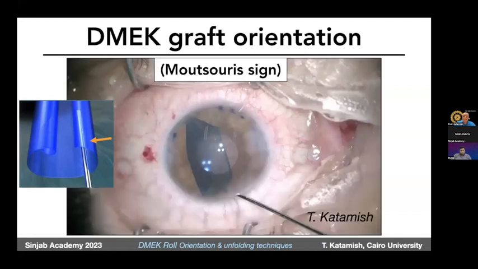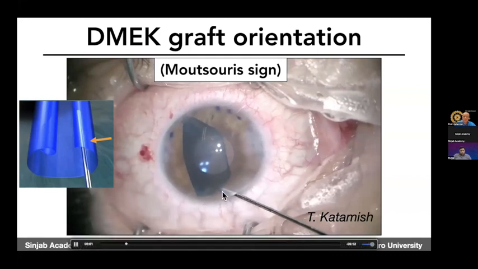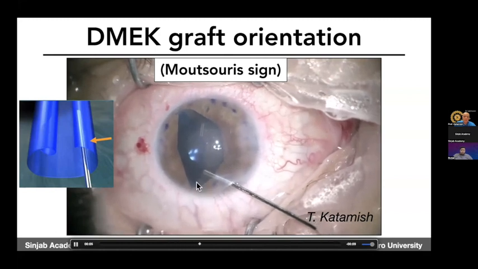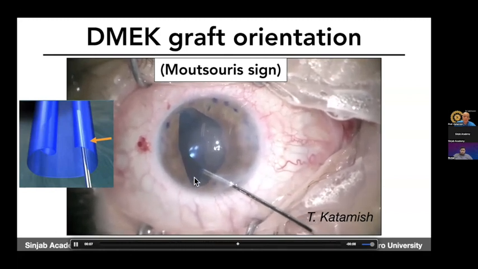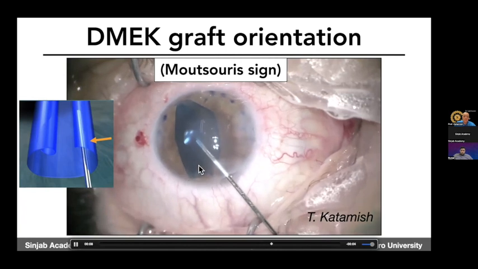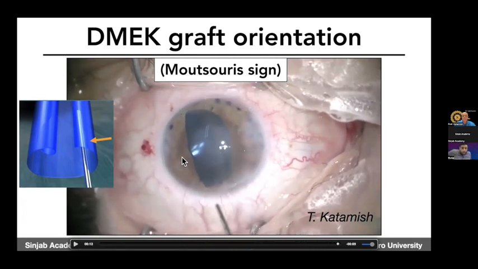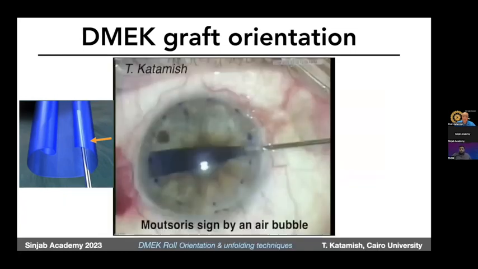Another example of Moutsouris sign: you see this fold, is it facing to me or facing toward the iris? I will pass the spatula above the DMEK graft and I will see now. You will see with me, you see, it is hidden under the fold. So this means that the graft is in the proper orientation as I have mentioned. This is the first time to talk about this.